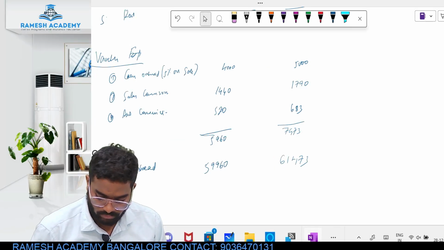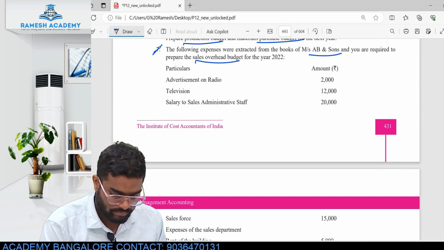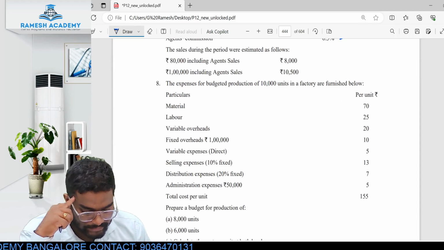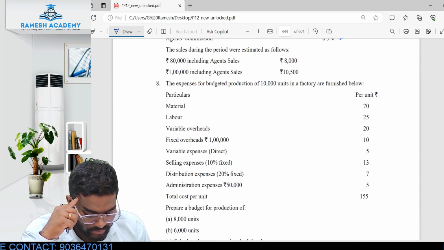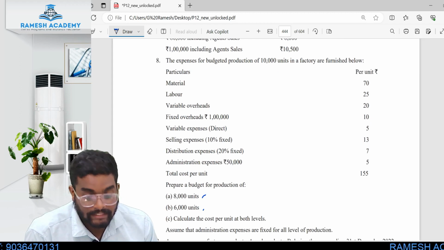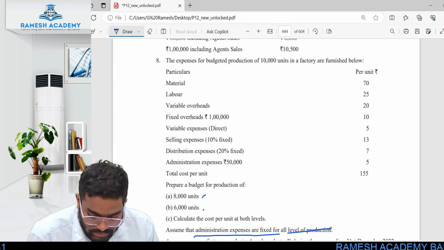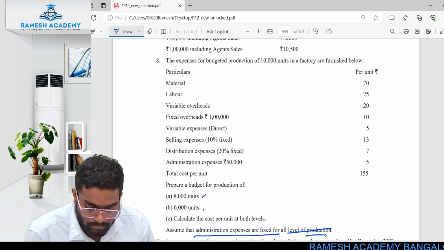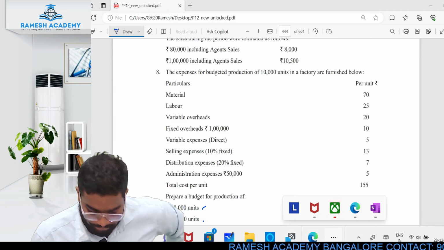So now we will go to the next question. So 7 we have done. So 8th again is a flexible budget question. The expenses for the budgeted production of 10,000 units are furnished below. Prepare budget for 8,000 and 6,000, that is 80% and 60%, and they are telling that admin expenses are fixed at all levels, which means it is a fixed cost. Okay, please try this out. Simple one.